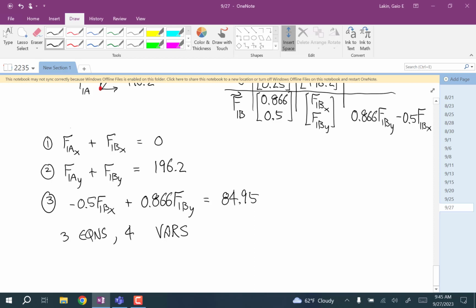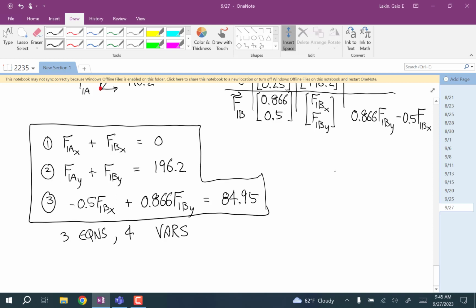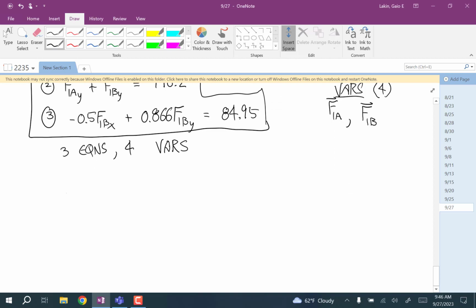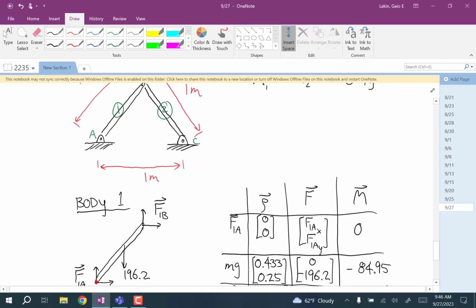All right, so now we'll just set these aside. The variables we have so far, just for bookkeeping, are F1A X and Y components and F1B X and Y components. So 1, 2, 3, 4 variables. And now we'll go to body 2.